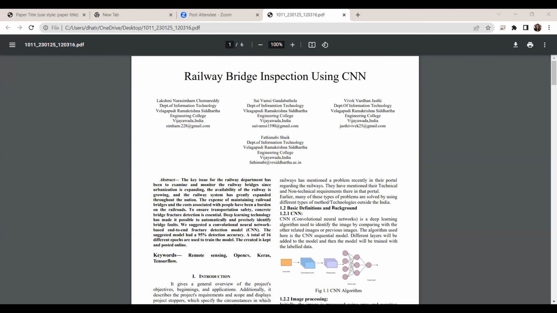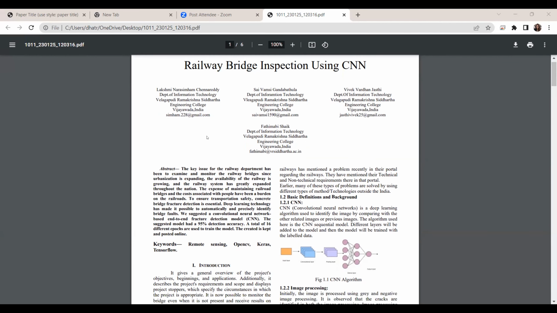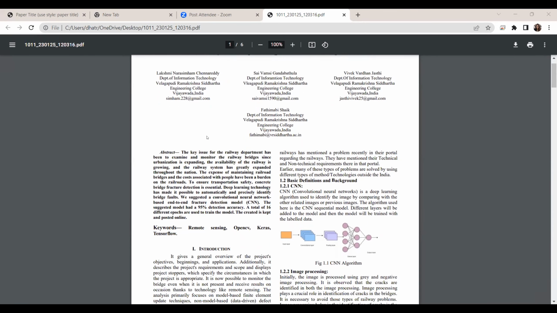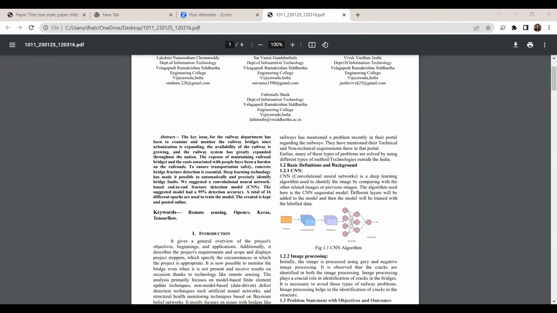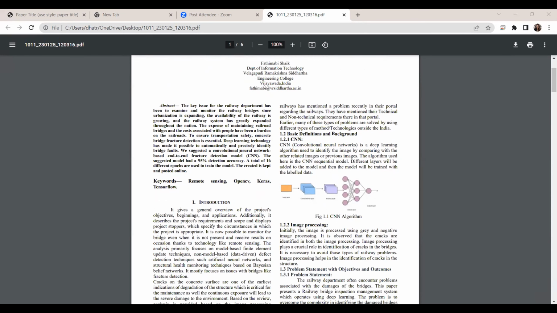Good afternoon to all. My name is Sayansi and I am from US Engineering College. My project is railway bridge inspection using CNN. The key issue for the railway bridge department has been to examine and monitor the railway bridges. The expense of maintaining railway bridges is a burden. To ensure transport safety, concrete fracture detection is essential.